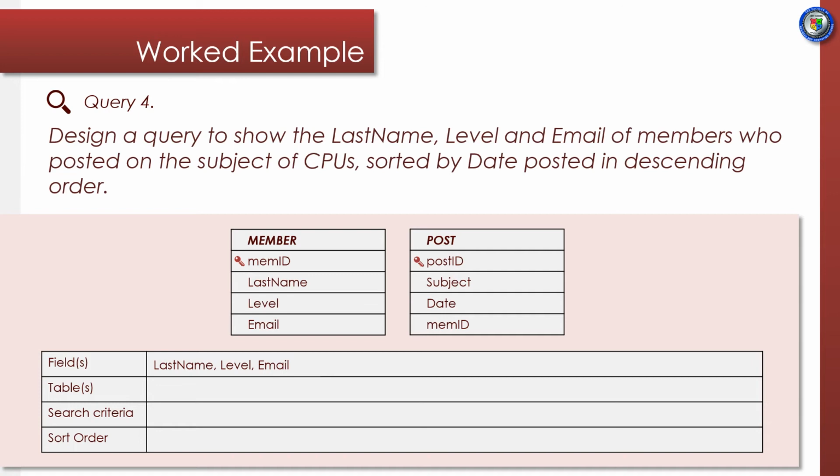But remember, we want to identify the members who posted on the subject of CPUs. So therefore, the subject entity attribute would also come into play here. So we would be extracting or using information within the post table also. So therefore, both the member and post table would be used. Our search criteria would be on subject equals CPU.